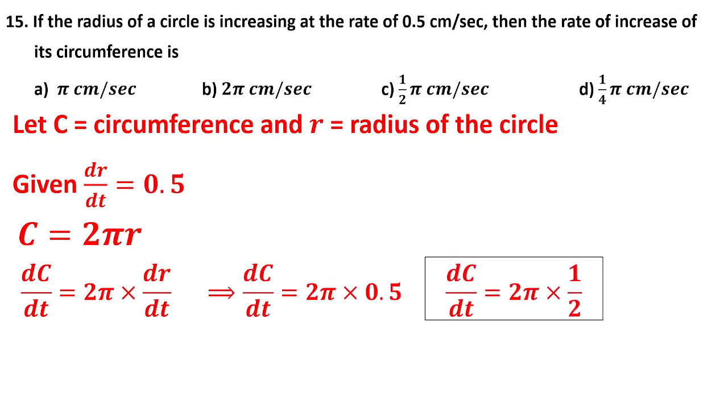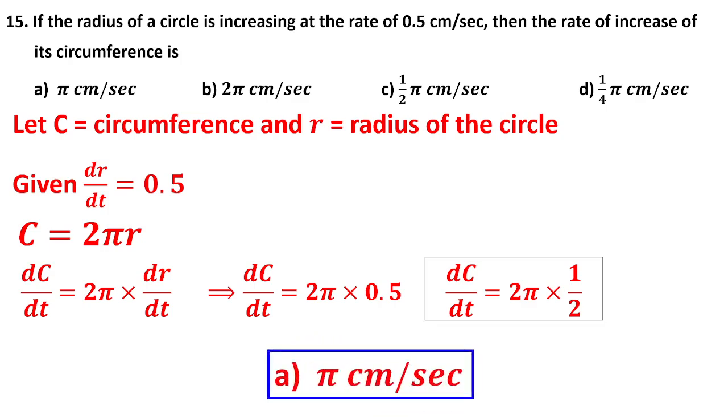But now they want that 0.5 is 1 by 2, therefore 2 pi into 1 by 2, therefore pi centimeter per second. They want the simplified format, therefore the rate of increase of circumference is pi centimeter per second.